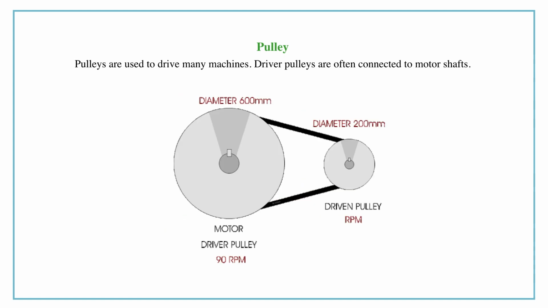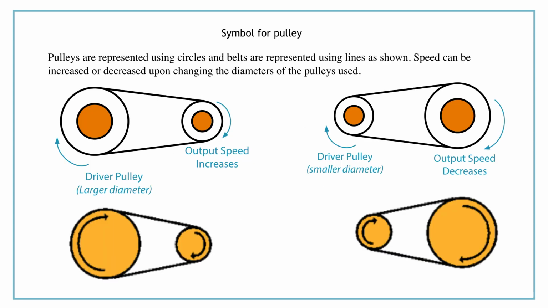Pulleys are used to drive many machines. Driver pulleys are often connected to motor shafts. Pulleys are represented using circles, and belts are represented using lines in the way that has been shown.